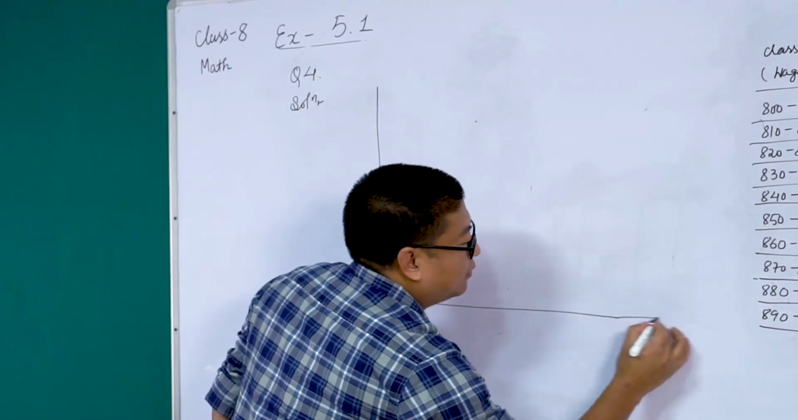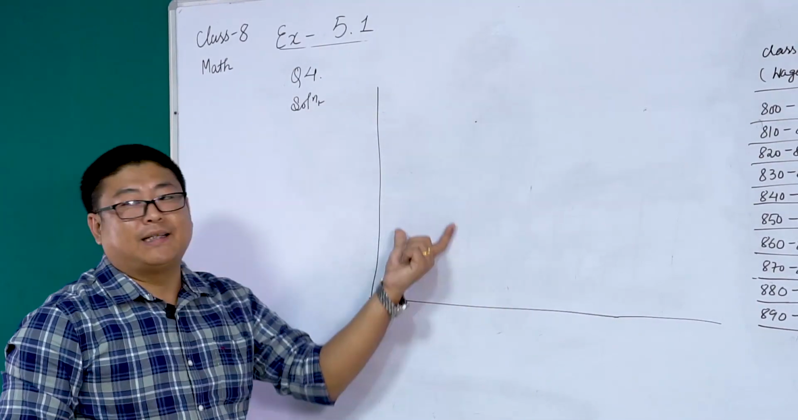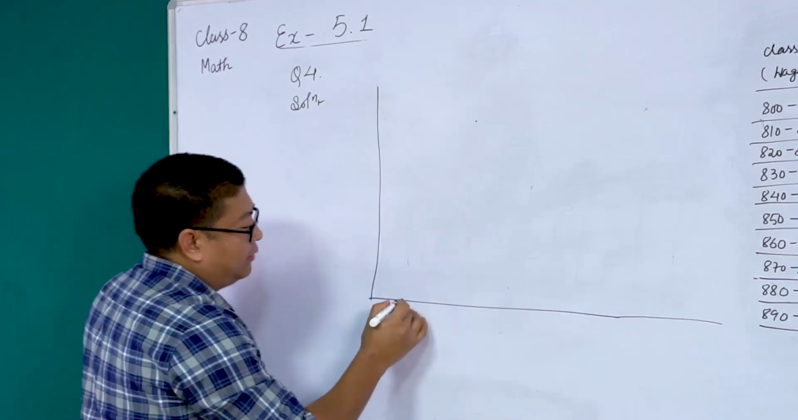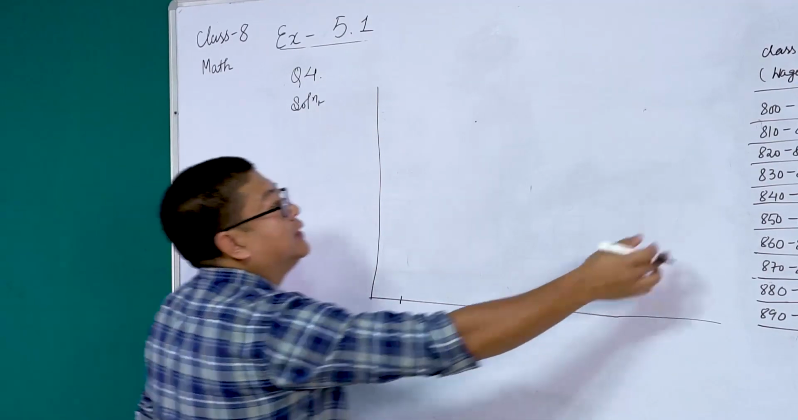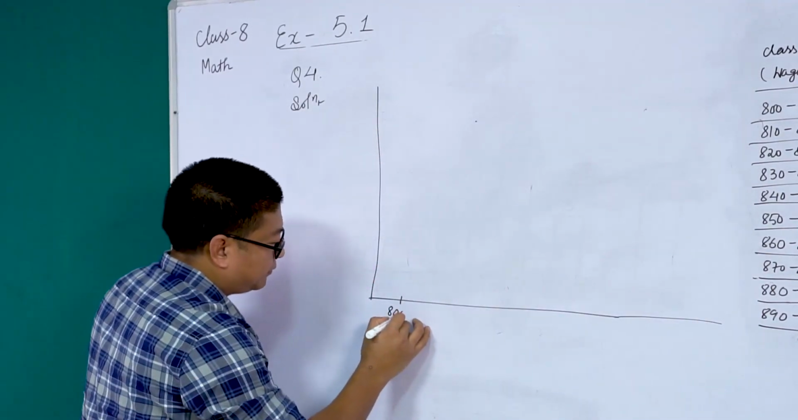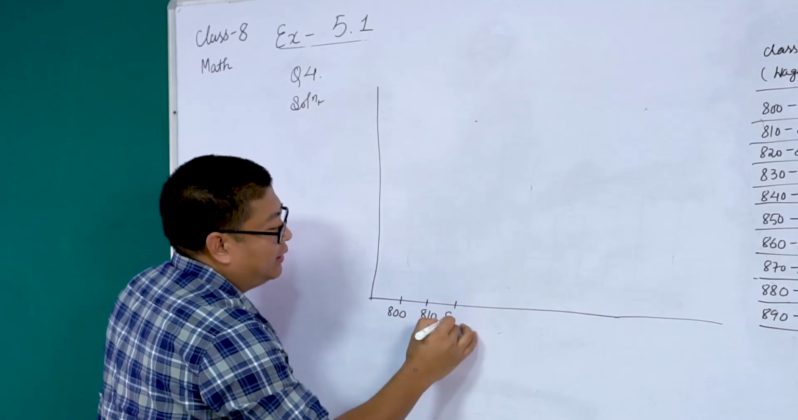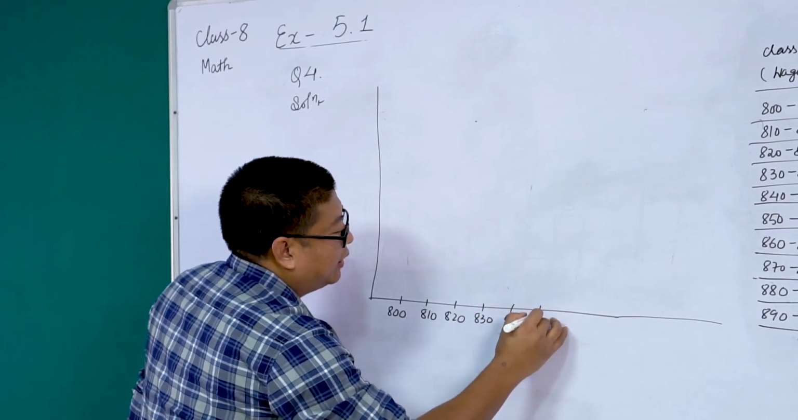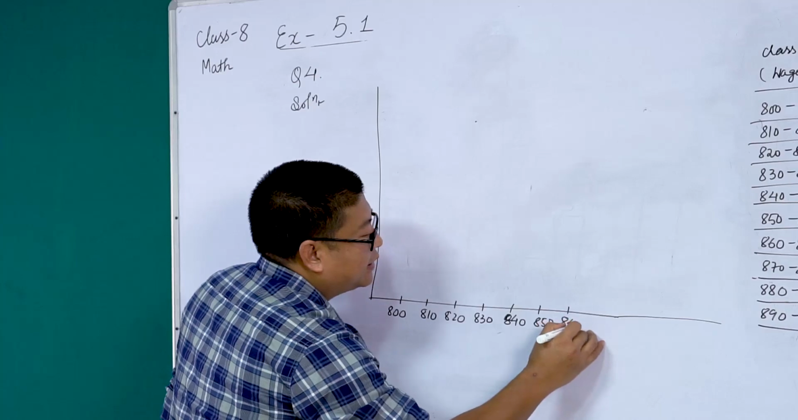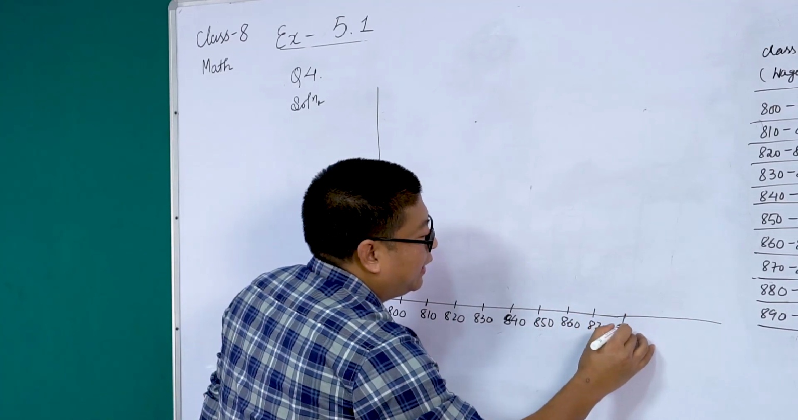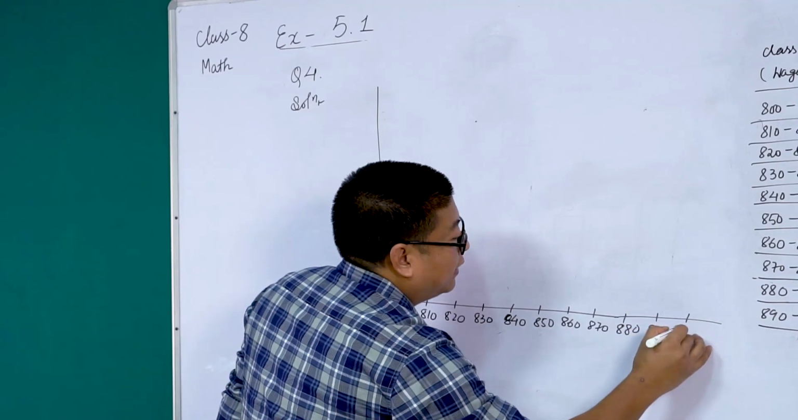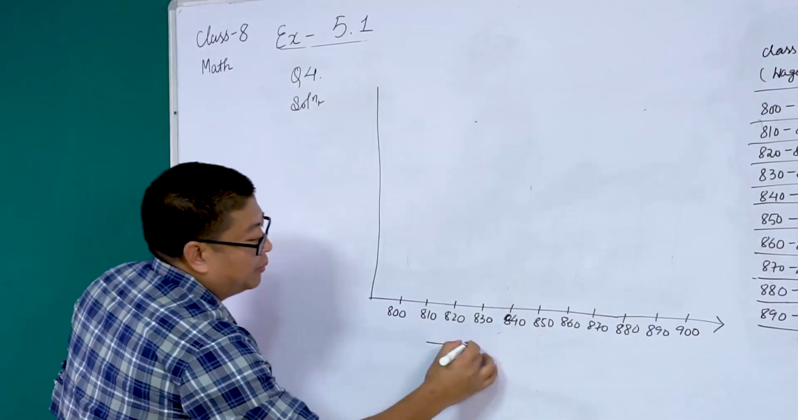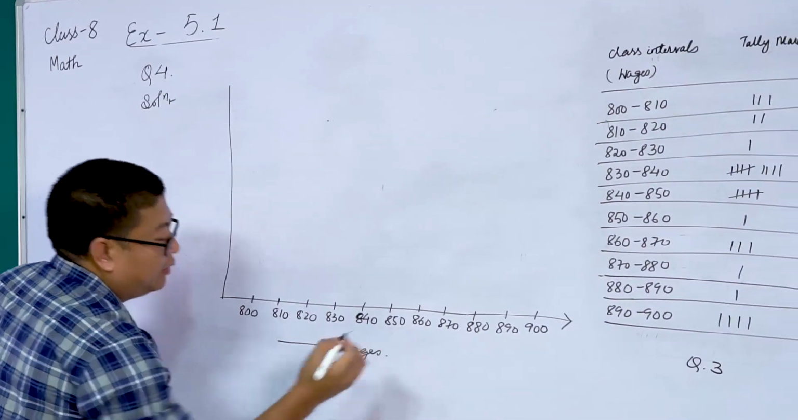Now, this histogram will depict all the data in bar form. On the horizontal line, we will show the wages, which is the class interval: 800, 810, 820, 830, 840, 850, 860, 870, 880, 890 and 900. So you can see 800 to 900.